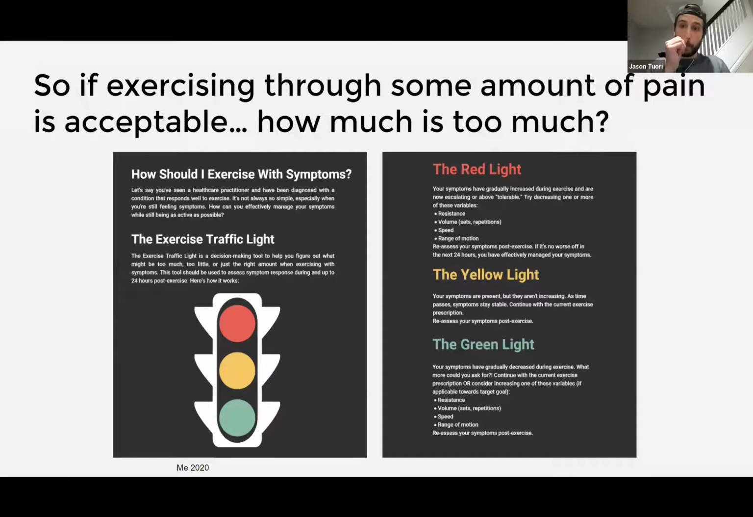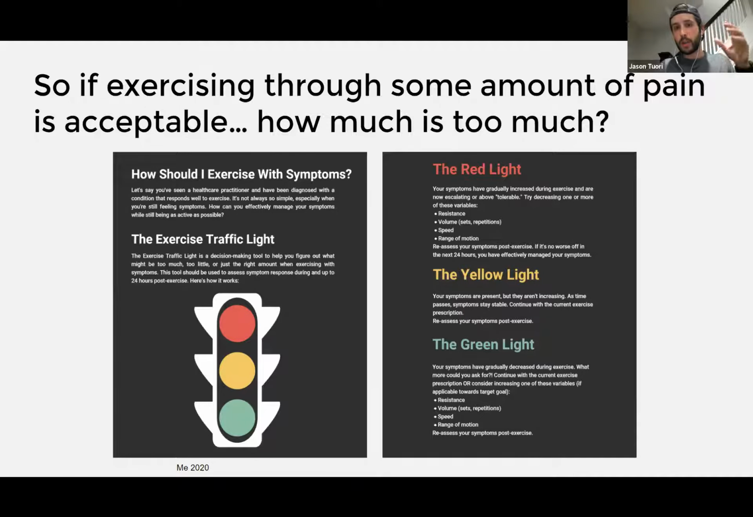And then a question that I probably get after every PT session is if exercising through some amount of pain is acceptable, how much is too much? And there is no right answer to this, but the closest thing that I've come up with is the traffic light analogy of we got a 24-hour rule. And if you can't read the text on here, I can send this specific resource out to whoever wants it. But you have a 24-hour post-exercise session where you're just analyzing, did my symptoms get any worse?